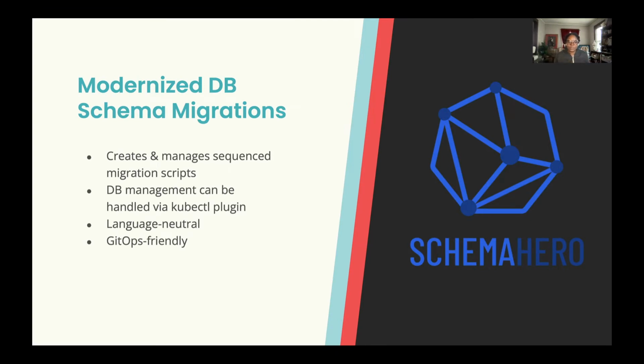SchemaHero is an open source database schema migration tool that converts a schema definition into migration scripts that can be applied in any environment. Written as both a command line utility and a Kubernetes operator, SchemaHero simplifies database migration by creating and managing sequenced migration scripts that are compatible with all environments that an application is running in.